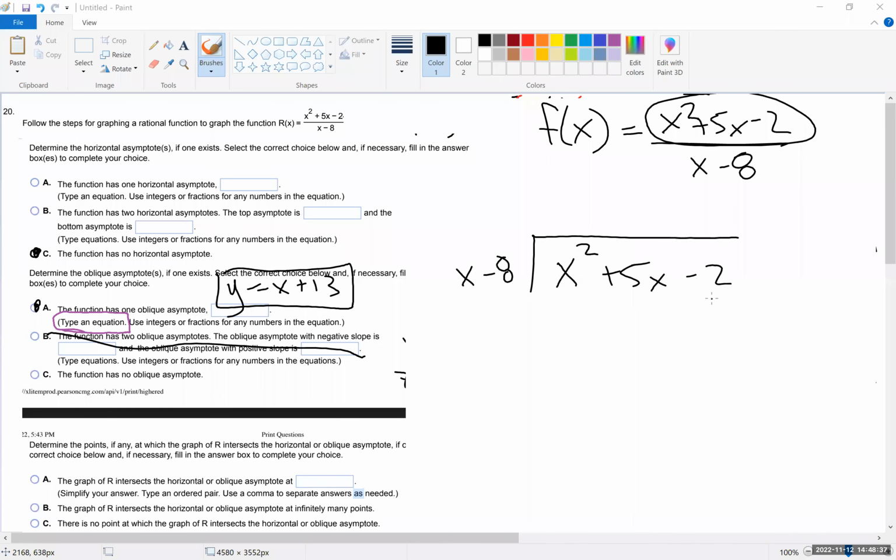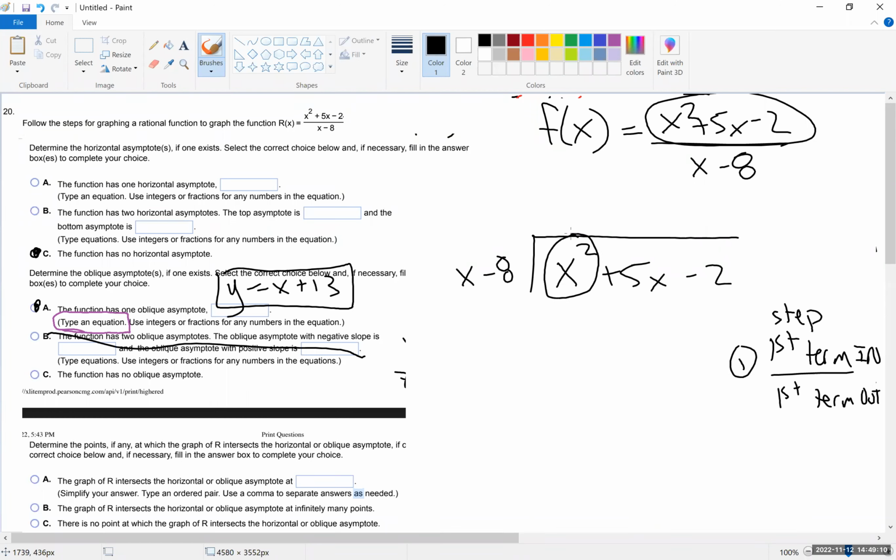So instead of using synthetic division, we can use polynomial division. So in polynomial division, the numerator goes inside the box and the denominator goes on the outside. If we want some steps for polynomial division, the first step is you take the first term on the inside divided by the first term on the outside. Okay, that's our first step.